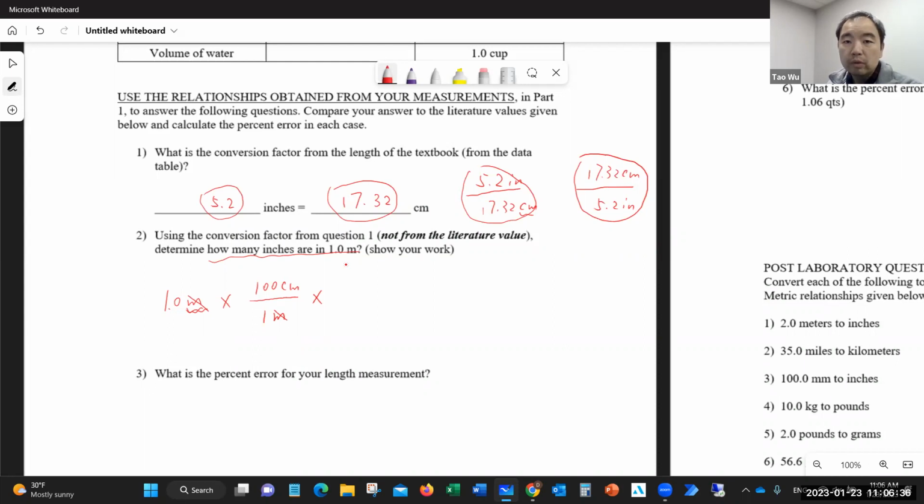Obviously, we're going to choose the first one, because in that case the centimeter is on the bottom and inches on the top. In this question, we have centimeter on the top, and now you have centimeter on the bottom, and you have inches. So in this case, centimeter will be canceled. And then you put the numbers in there. We have 5.2 inches and 17.32 centimeters on the bottom.